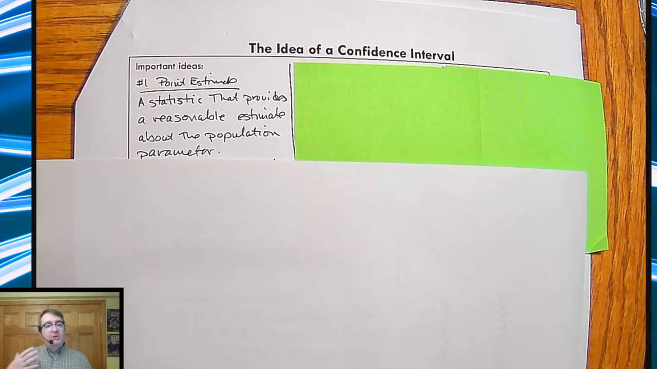Hey, here we are. We're going to talk about the big ideas from confidence intervals. And again, tomorrow we'll get into the nitty gritty in terms of how to actually figure out what our percentage of confidence should be and how big our intervals will be. But for now, here are the things that you need to remember.